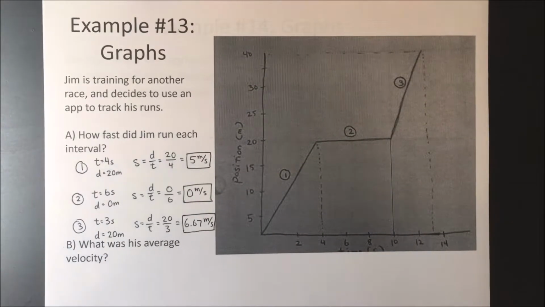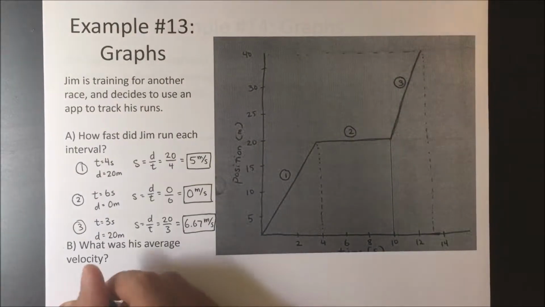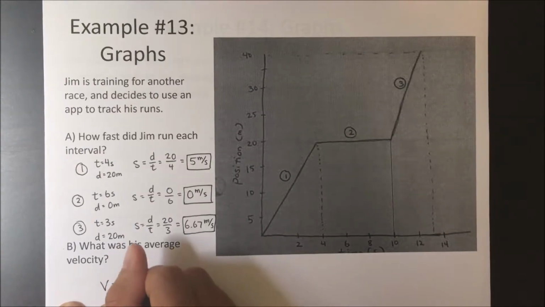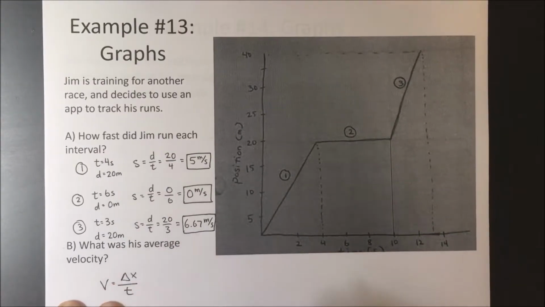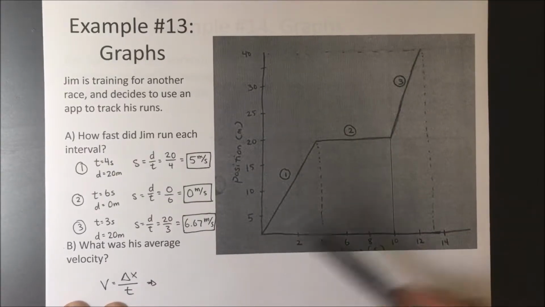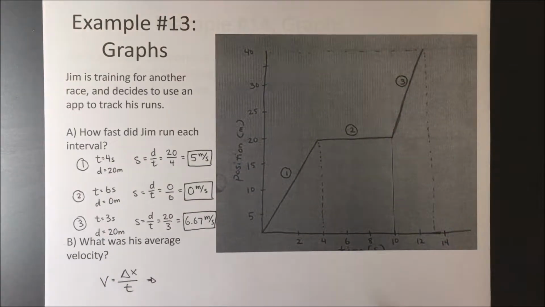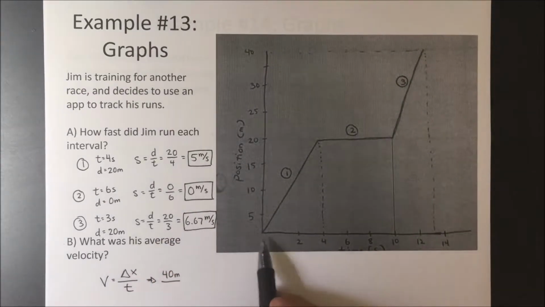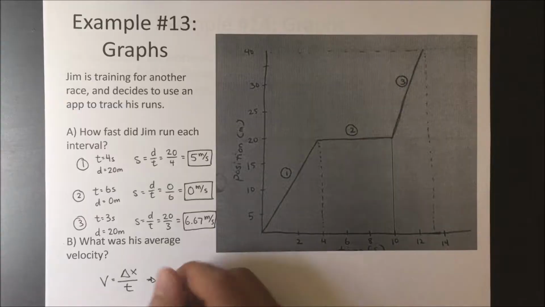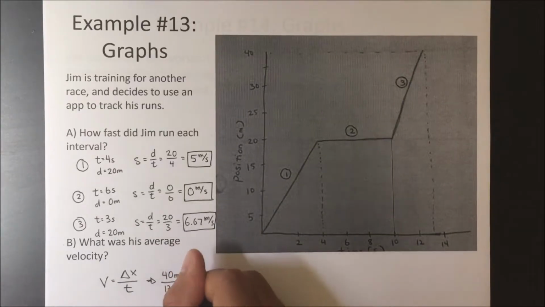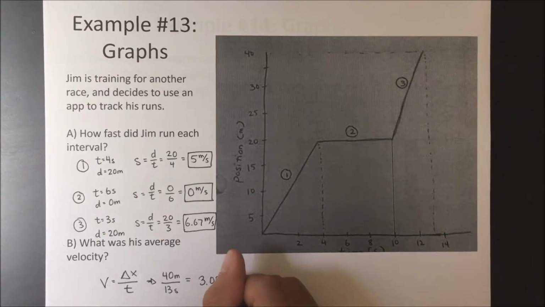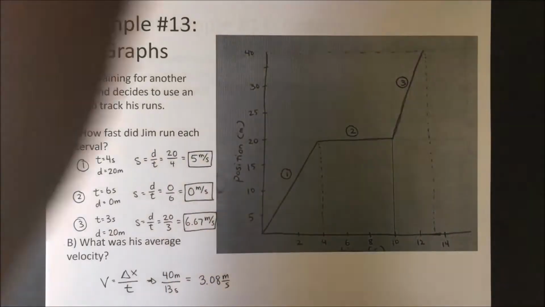What was his average velocity? So again, the average velocity is equal to the total displacement divided by the total time. That being said, the total displacement is from here to here, so that's going to be 40 meters. And the total time is from 0 to 13 seconds. This is going to give us 3.08 meters per second.